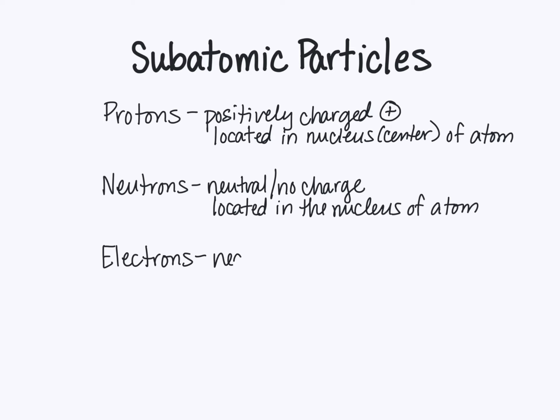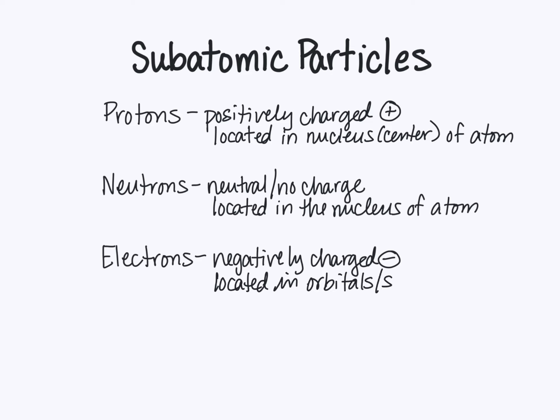Electrons are negatively charged, and they are located in areas that are orbiting or surrounding the nucleus. We call these areas either orbitals, shells, or clouds. So they are located in orbitals, or sometimes we call them shells or clouds, surrounding the nucleus.